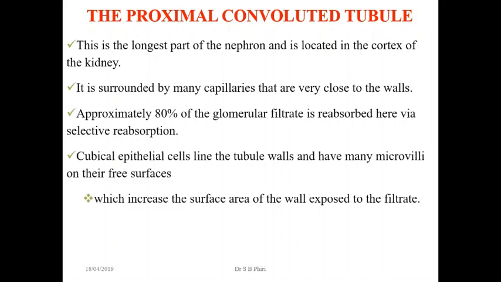The type of epithelium cells found there are cubical epithelial cells that line the tubular walls and have many microvilli on their free surfaces. So they are more like cuboidal cells. They have a lot of those finger-like projections, which are called microvilli.